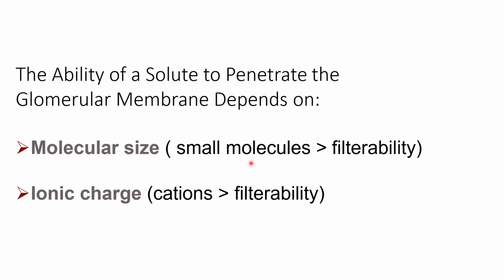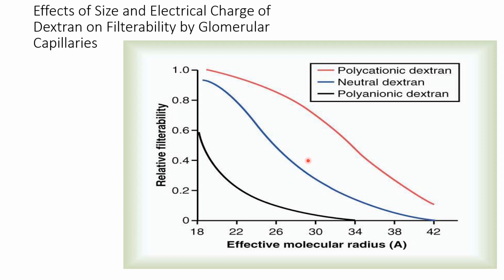So the molecular size here, as we have seen, less than 4 nanometers, small molecules are more filterable, and also the ionic charge, cations are more filterable. So this is a graph showing the effect of size and electrical charge of dextran on filterability by glomerular capillaries. On the y-axis we have relative filterability and effective molecular radius on the x-axis.